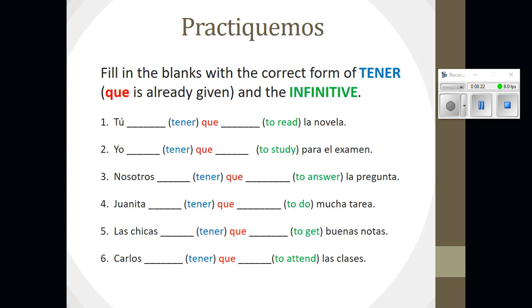Okay, practiquemos. Let's practice. Fill in the blanks with the correct form of tener. Notice that que is already given in the sentence, and we also need to include the infinitive. So let's do the first one together, then you'll pause the video, finish the rest, and we'll go through the answers together. All right, so the first one says tú. We know that the correct form of tener, when we see tú, is tienes. So tienes would go in the first blank. And then we know that to read is leer. So let's put tienes and leer in the 2 blanks. Tú tienes que leer la novela means you have to read the novel. All right, pause the video now and fill in the rest.